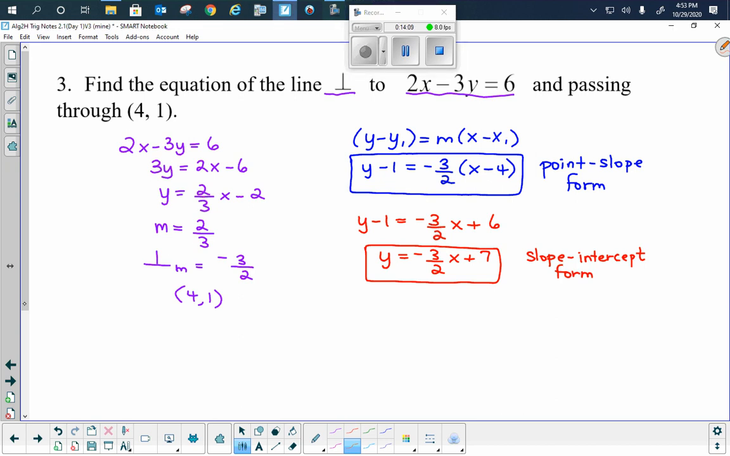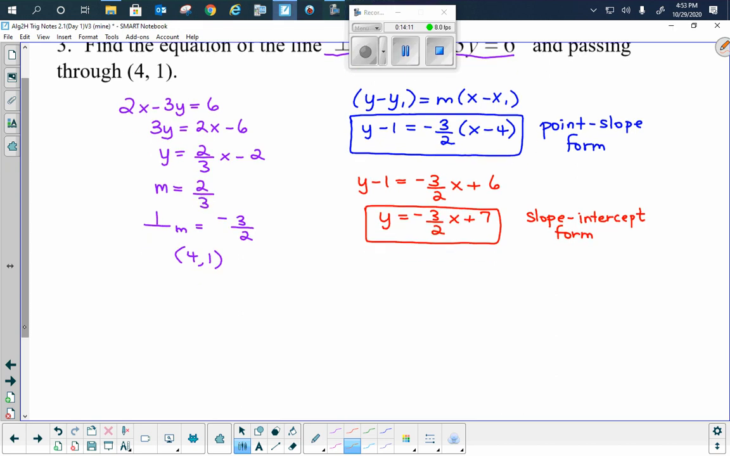And last but not least, if they now ask us to manipulate this into standard or general form, I'm going to go with standard form first. So standard form says we have to have integers, so no fractions. That means I'm just going to take the slope intercept form in red, and I'm going to clear the fractions. The only denominator I see is 2. So if I multiply everything by 2, I would have 2y equals negative 3x plus 14.